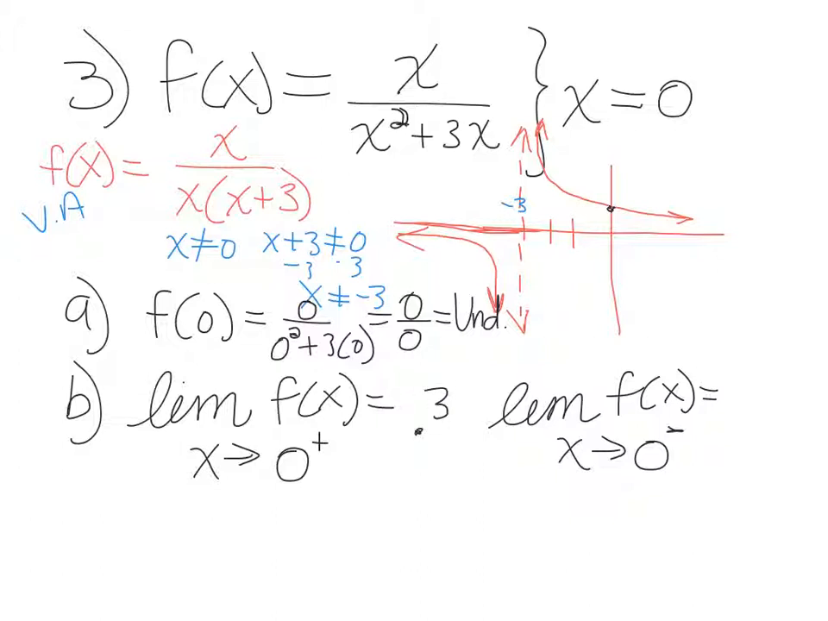Well, I don't know about the other one. It should, right? But I don't know. Let's check it. Let's go to the table and let's put from the left. Give me a number to the left. Point what? Negative 0.001. That's pretty close. Okay, so that is, I got 0.334.